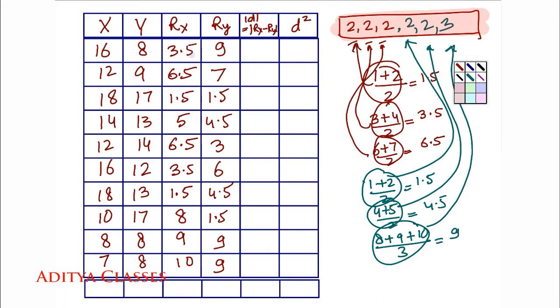For now, let us find out differences in ranks, and those will be 9 minus 3.5, giving me a 5.5. 7 minus 6.5 would give me a 0.5. This will become 0.5. This will become 3.5.